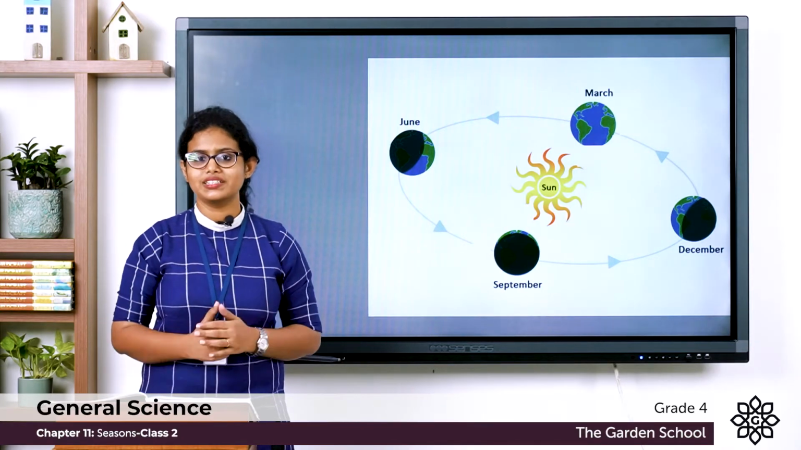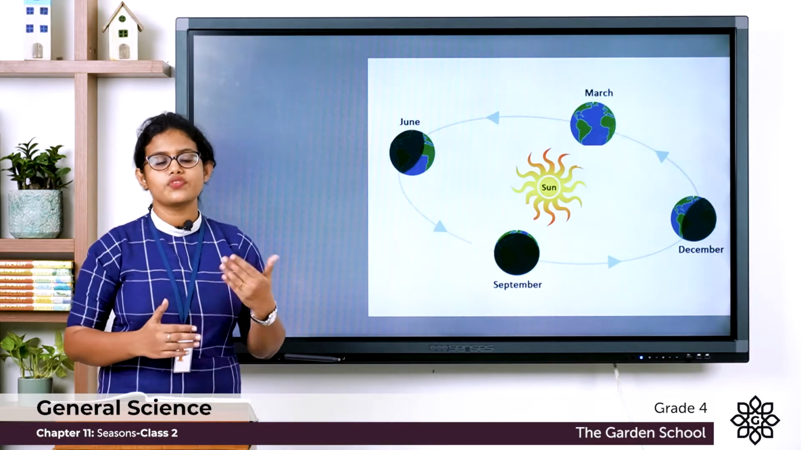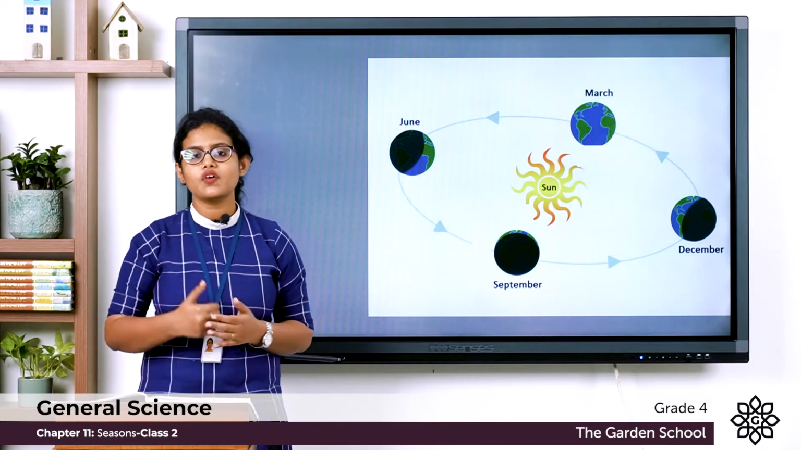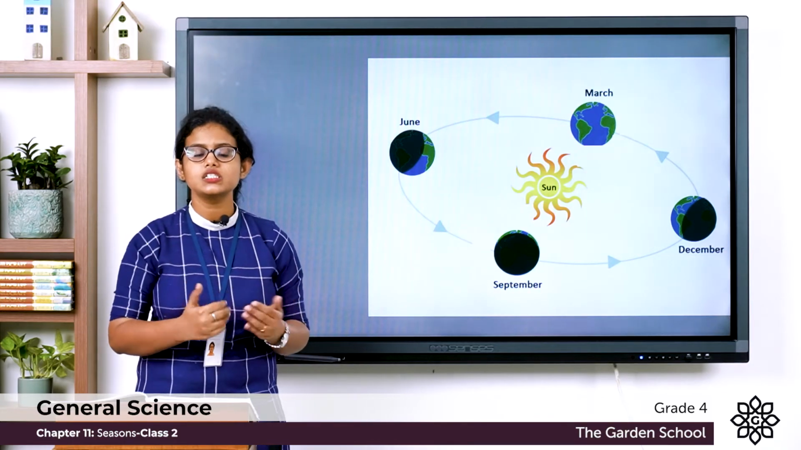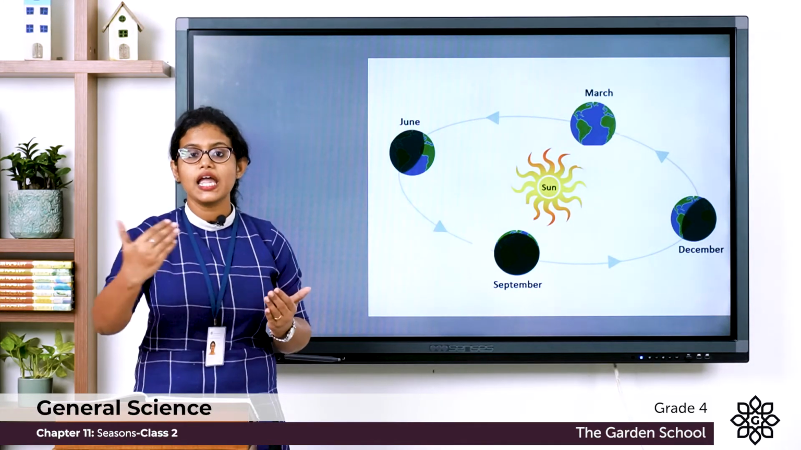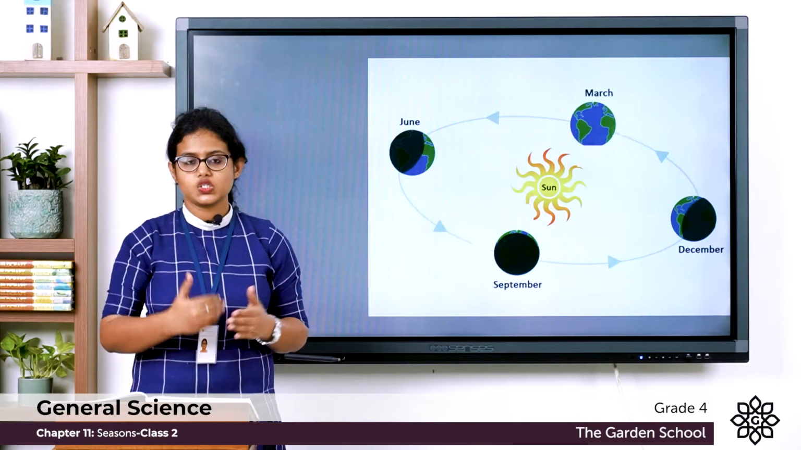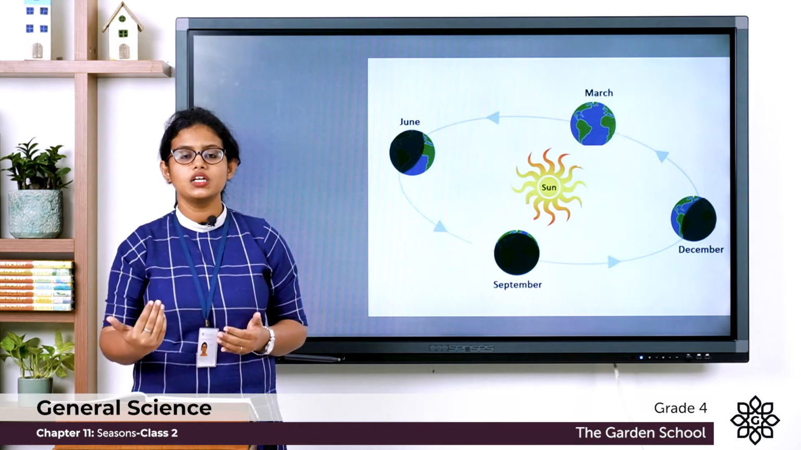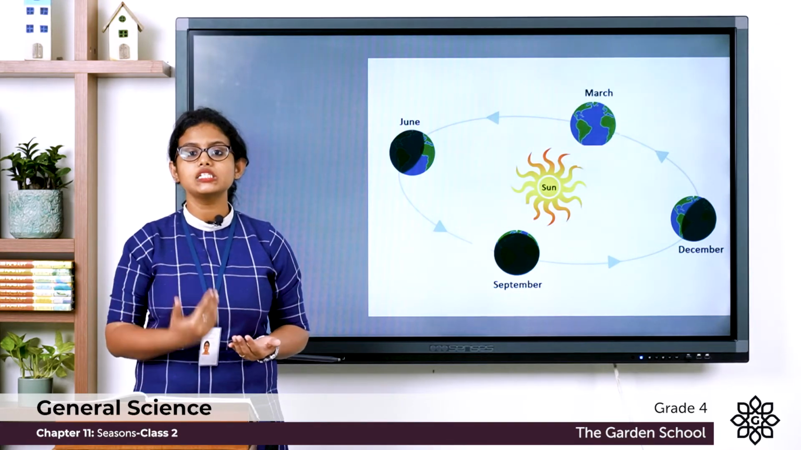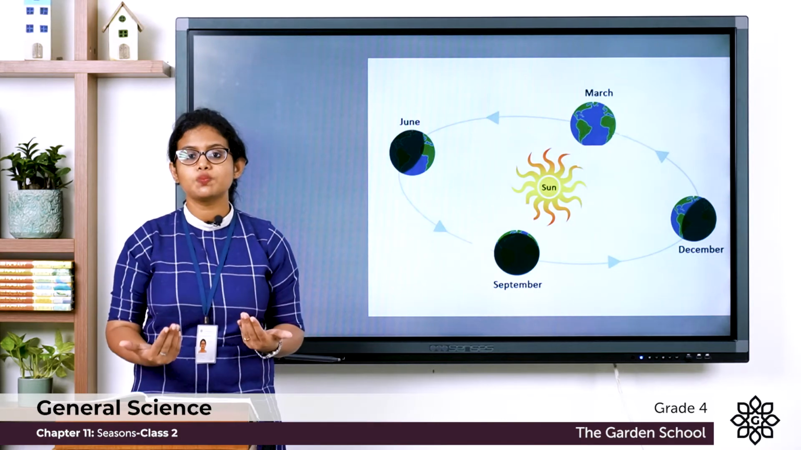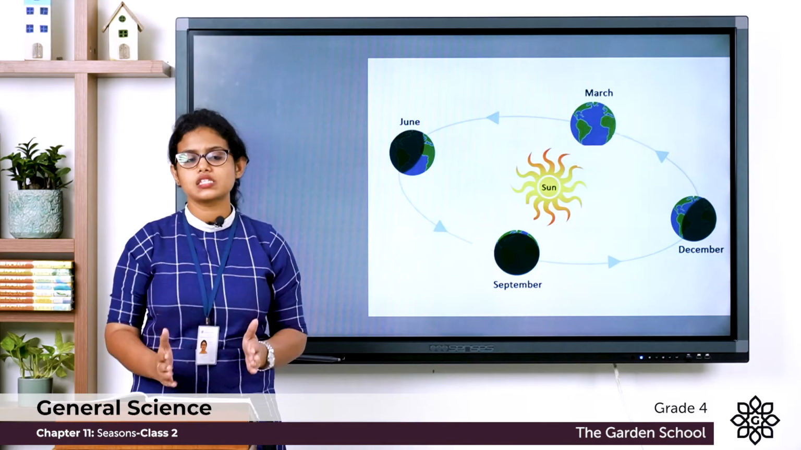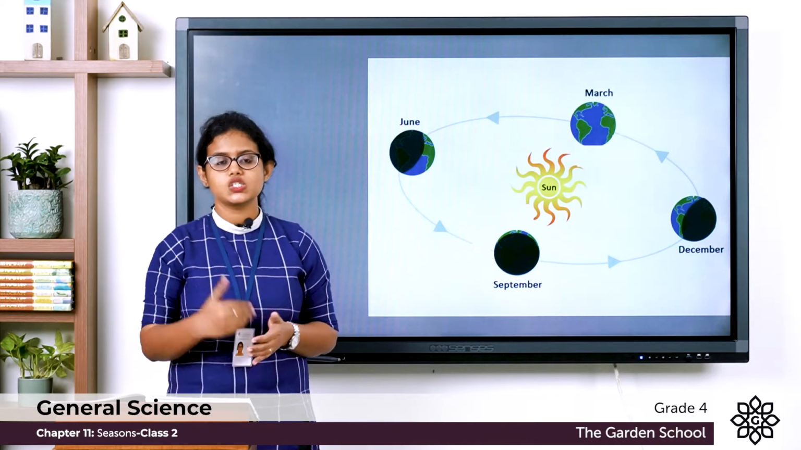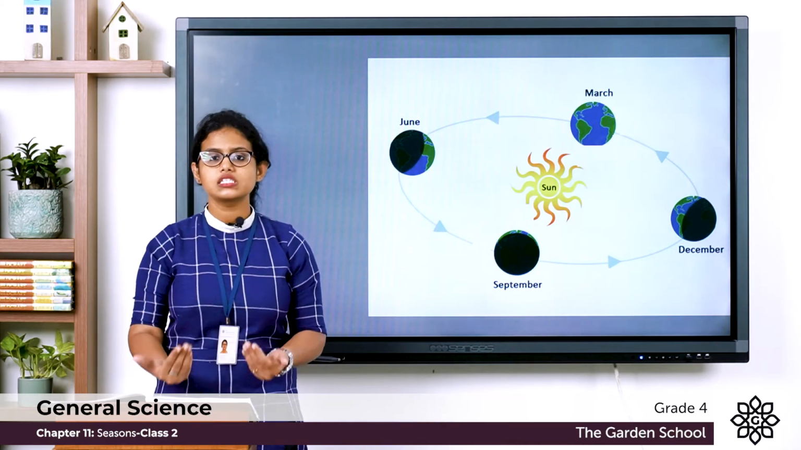So when do we have summer? We have the summer season from March to June. During these months, the upper half of the earth is tilted towards the sun. That means it is near to the sun. So the upper half of the earth, which is near to the sun, will receive more light and heat, and that upper half will have summer.